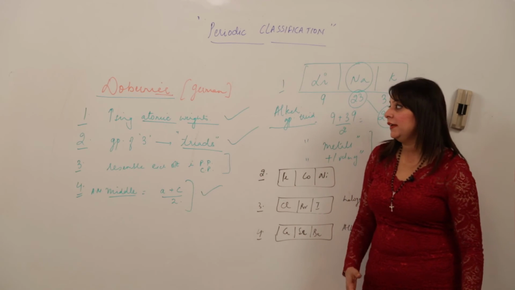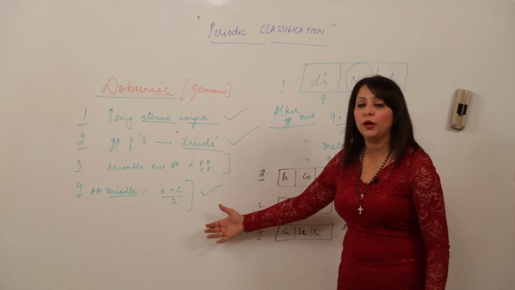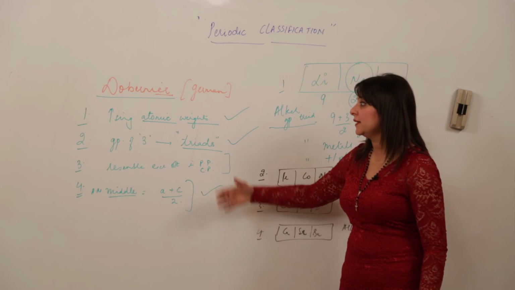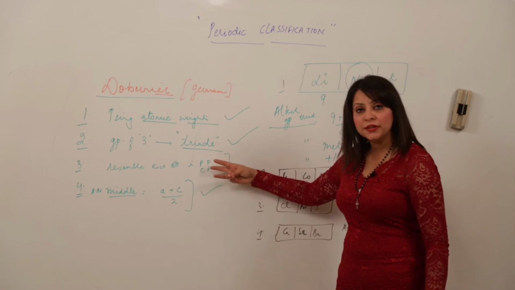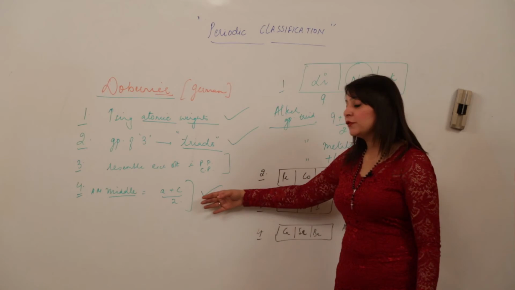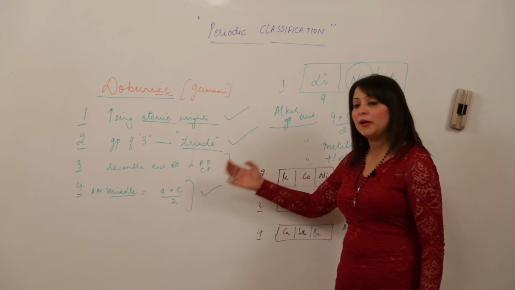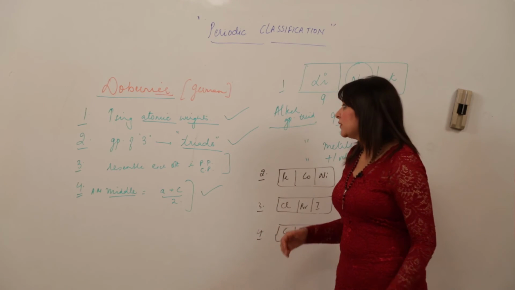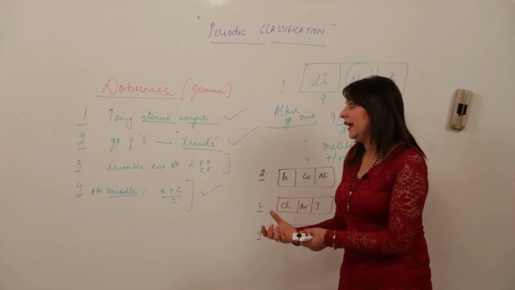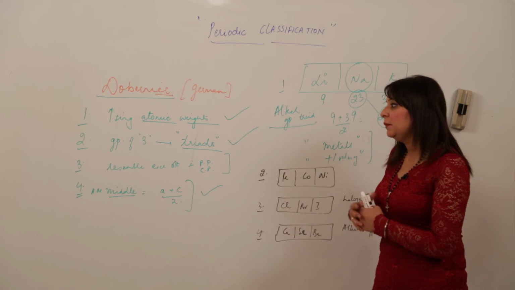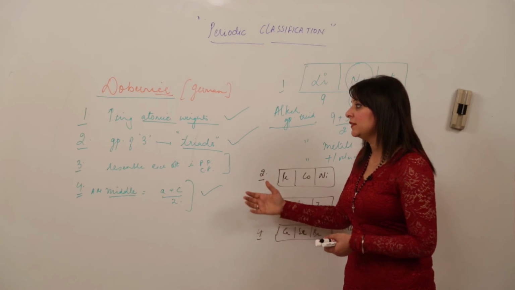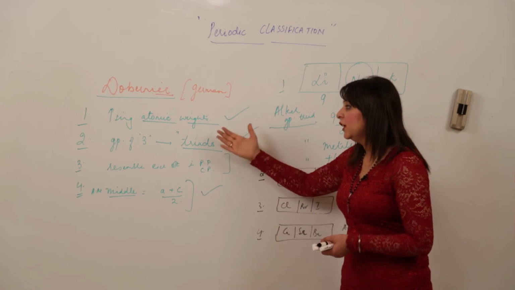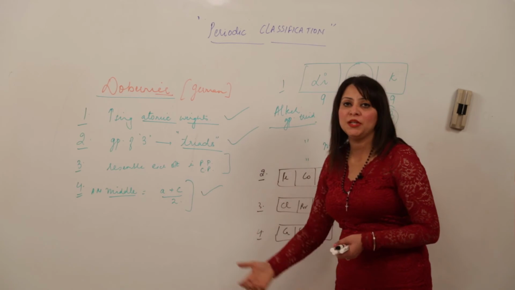The triad should fulfill all these 4 criteria: increasing atomic weight, arranged in a group of 3, they should resemble each other, and the atomic mass of the middle should be the arithmetic mean of the atomic mass of the first and the third. So he was able to make a few triads like this, but he was unable to make more because they were not fulfilling all those properties. They might have been fulfilling 1 or 2 properties, but the other properties were lacking.